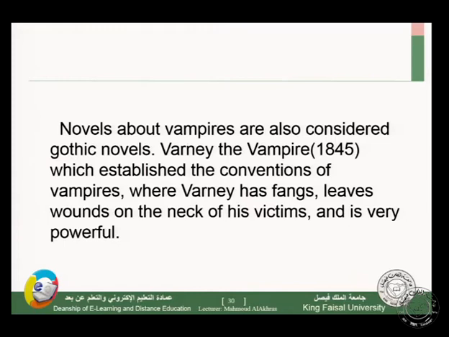Novels about vampires are also considered Gothic novels. So these novels are terrifying and full of terror, and their actions are terrifying. Varney the Vampire, this is the first, we have to underline this. Varney the Vampire, which was written in 1845, was the first vampire novel, which established the conventions of vampires, where Varney has fangs, leaves wounds on the neck of his victims, and is very powerful.